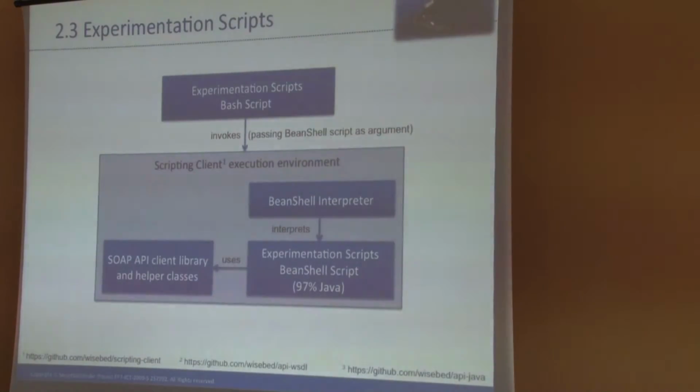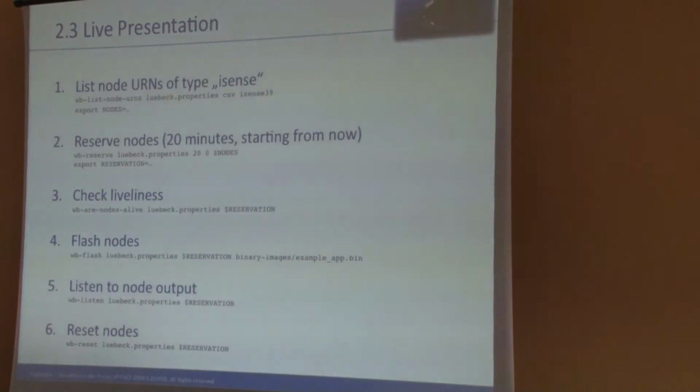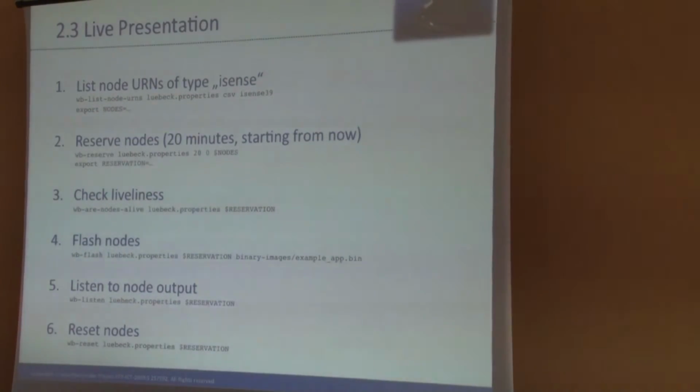So now a live presentation should follow, but I will just quickly run through the screenshots with you. I think they will give you the idea. What I will do is first list the node URNs, filter them for the type iSense, reserve them, check if they're alive, flash them, listen to node outputs, and finally reset.